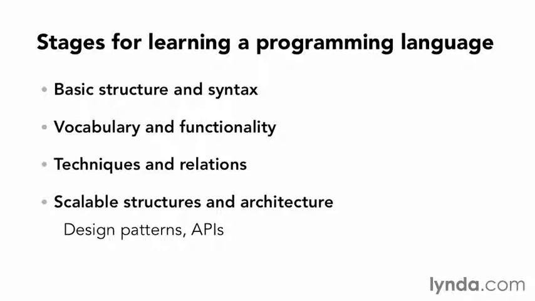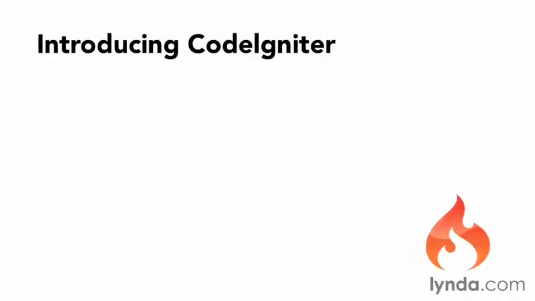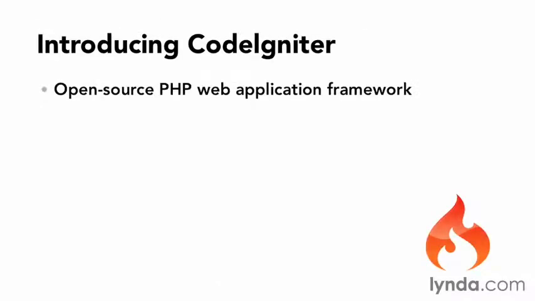This is where development speed really comes into play. Rather than reinventing the wheel, a programmer can focus on building components that deliver value. I personally place CodeIgniter at this final stage. Why is that? CodeIgniter is an open-source PHP web application framework which can be used for rapid development without the overhead of having to constantly build reusable components.